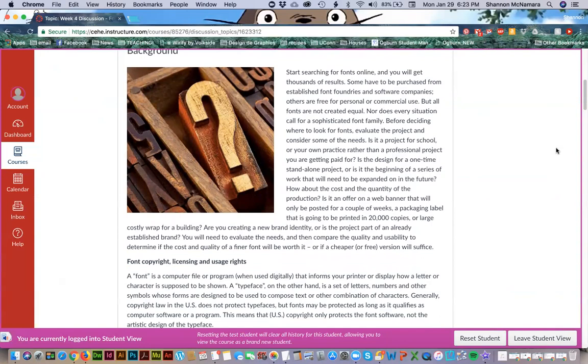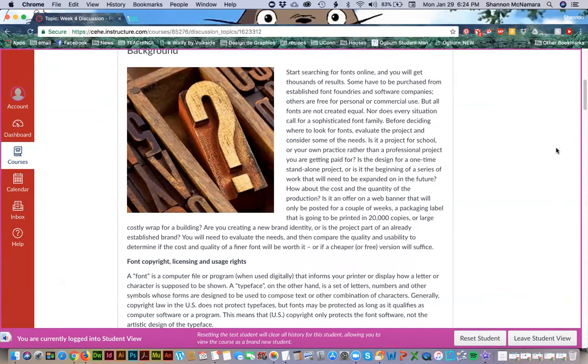Before deciding where to look for fonts, evaluate the project and consider some of the needs. Is it a project for school or your own practice rather than a professional project you are getting paid for? Is the design for a one-time standalone project, or is it the beginning of a series of work that will need to be expanded on in the future? How about the cost and quantity of the production? Is it an offer on a web banner that will only be posted for a couple of weeks, a packaging label that is going to be printed in 20,000 copies, or a large costly wrap for a building?